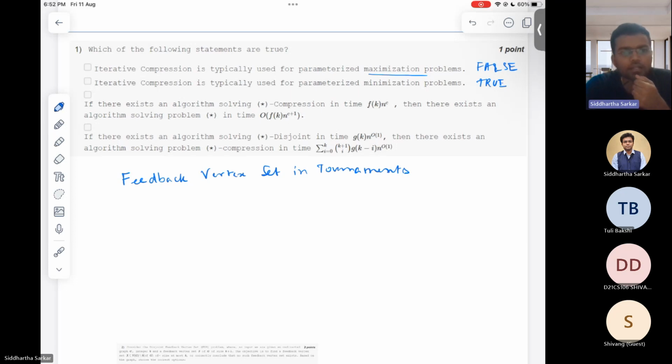So if there exists an algorithm solving star, where star is any problem, so it's just a wild card. So if there exists an algorithm solving star compression in time some function f of k times n to the constant c, then there exists an algorithm solving the original problem star in time order f(k) times n to the c plus 1. So is that true? These are true/false questions which we have typically seen in the lectures for this week.